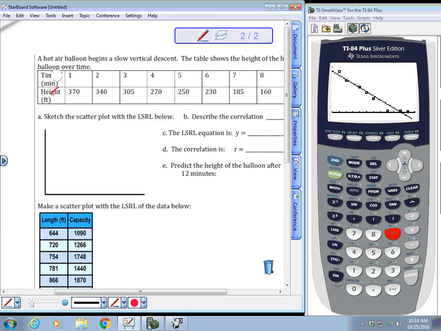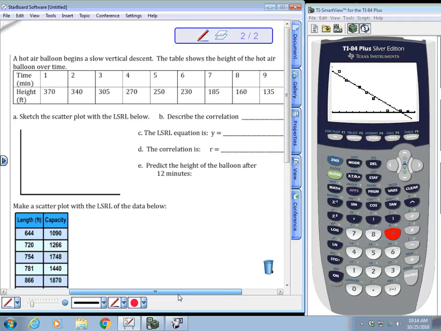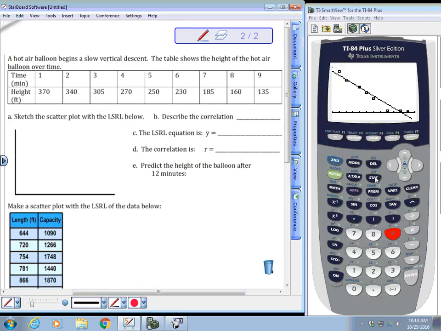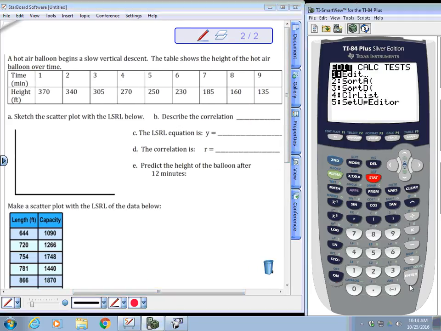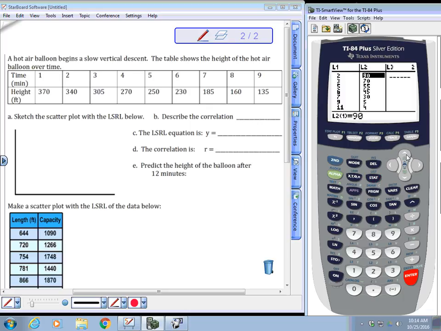Next one, we're going to look at hot air balloon data. So let's enter that in. Now let's just remember stat, edit, scroll up to L2 and clear it. Scroll up to L1 and clear it. Entering in the data as you see it. All right, after you have the data in there, we're going to do the same information as we did before.